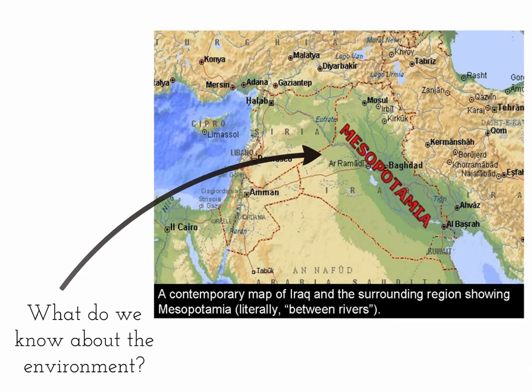You can see on this map, what do we know about the environment? You can see from this map that there are certain areas that are a little greener, if you will, less desert-like. This was a really fertile area. It's going to be known as the Fertile Crescent. And there are two main rivers. You can see the rivers on here, the Tigris and the Euphrates. This is in modern-day Iraq, and so this is kind of where we are at.